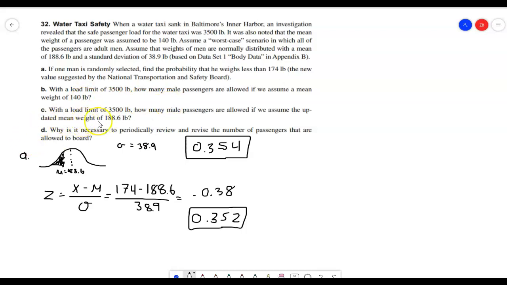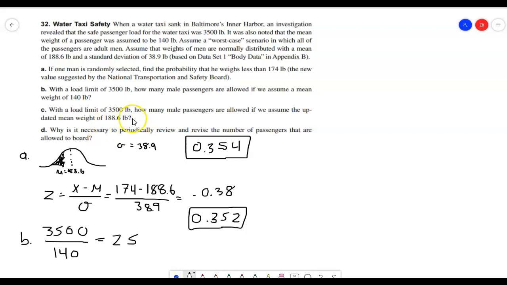Okay, so B is simply 3,500 divided by 140, which is equal to, what is it, 25? Let me double check that. Yep.